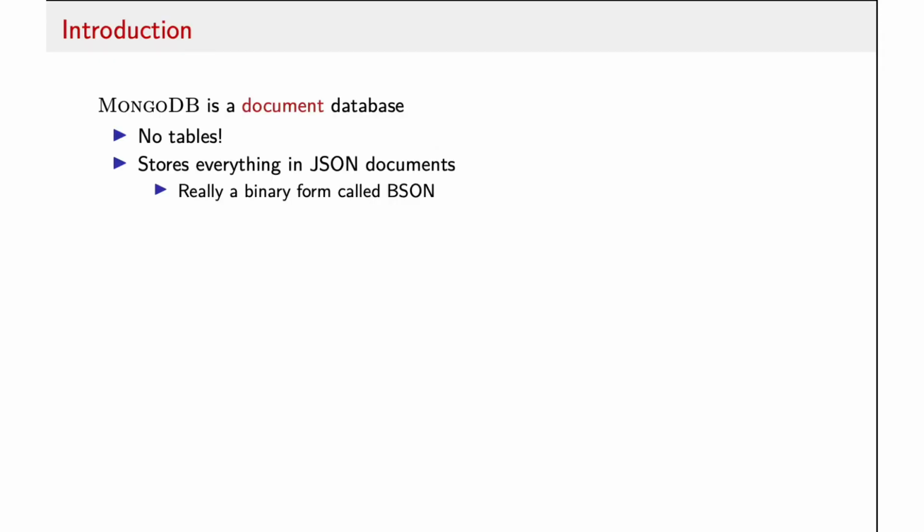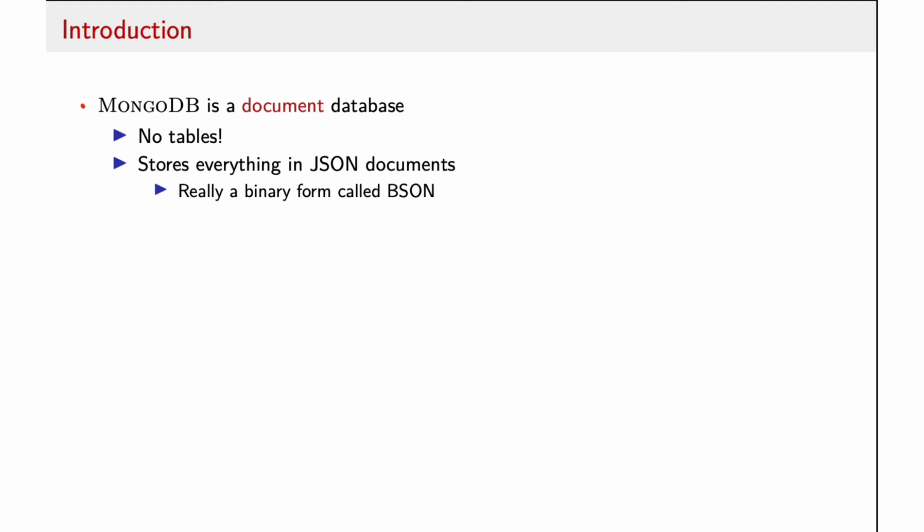All right, so what are we talking about when we're talking about a document database? First of all, MongoDB is such a database and it doesn't have any tables. You remember that I tried to really beat into you the notion that in a relational database, it's tables all the way down. Even a single scalar value, or what looks like a scalar value, is just a table with one cell. In a document database, it's documents all the way down.